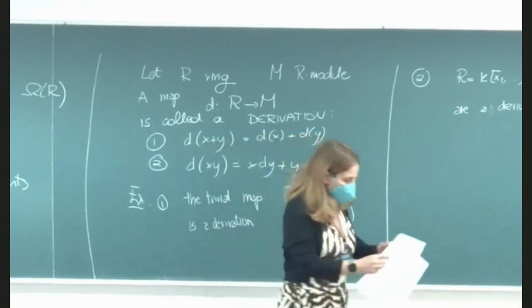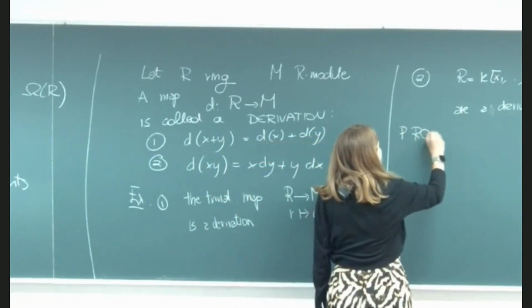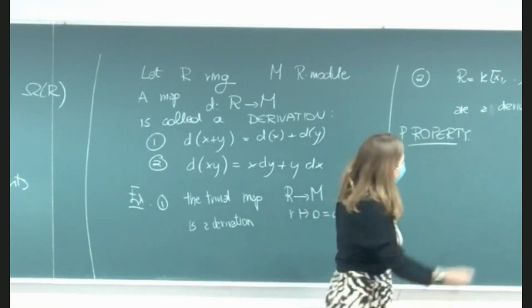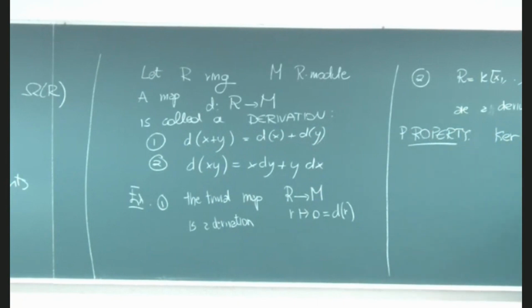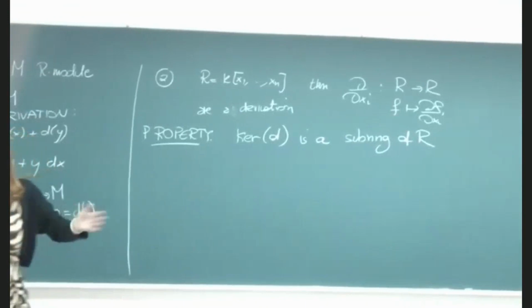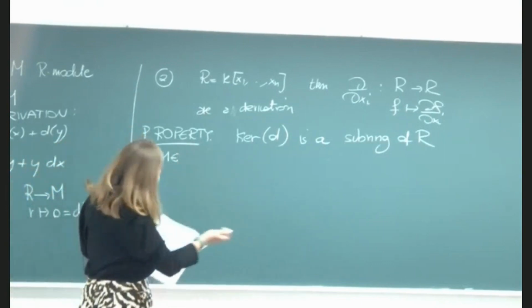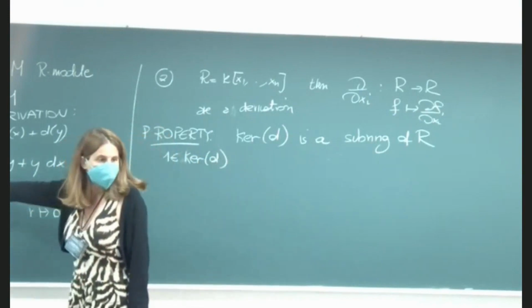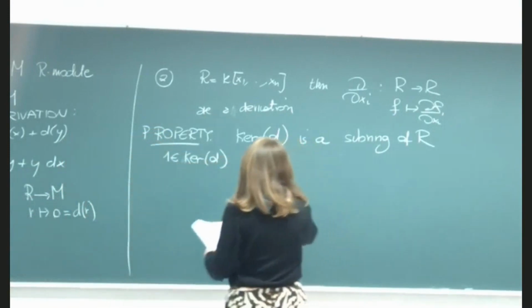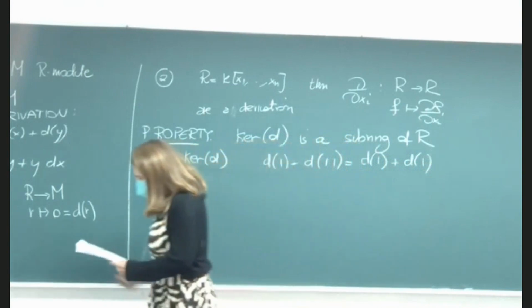Now, I want to see what the properties of a derivation are. And an important property is that the kernel of any derivation is a subring. So this is really different from what happens in the case of a ring homomorphism, where you know that the kernel is an ideal. So this makes a big difference. And why is this true? It's easy to show, but the important thing is that 1 is in the kernel. And you can just see it by applying the rules. If you want, I can write it down, but this is very easy. D of 1 is D of 1 times 1. You have seen it is D of 1 plus D of 1.